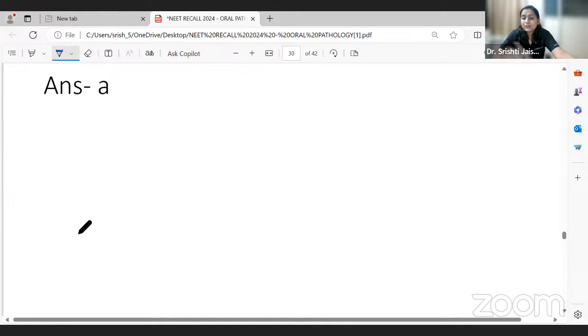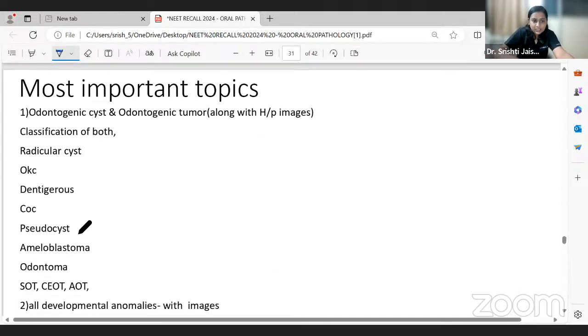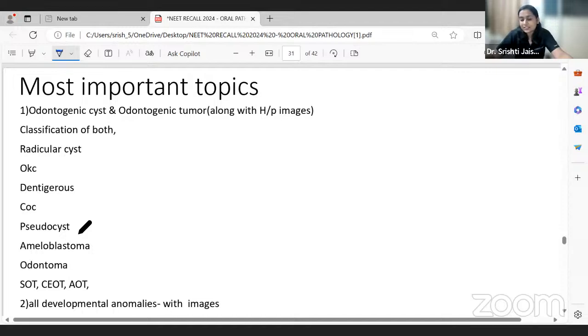So this was the recall of oral pathology, and I would say that all the questions were from the notes. Whenever I start any session, live or recorded, you would see this: I always start with the most important topics which you have to cover, and the direct questions have been asked from most important topics like radicular cyst.